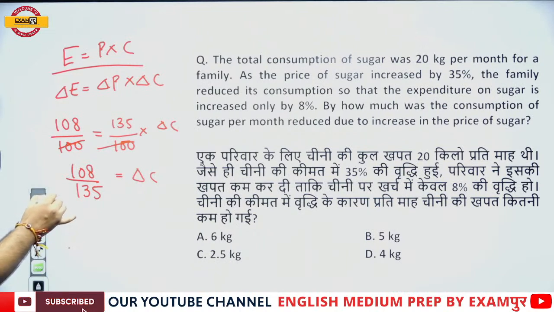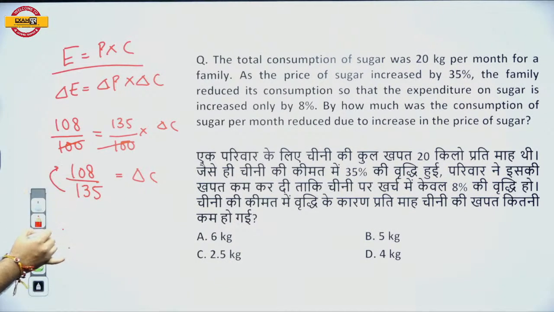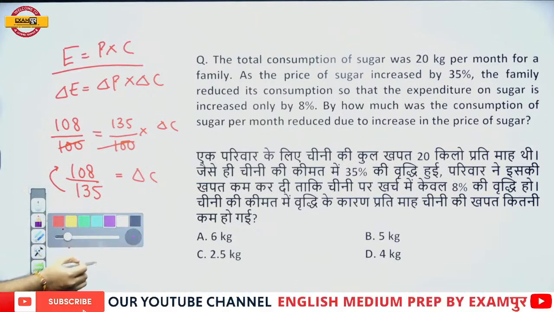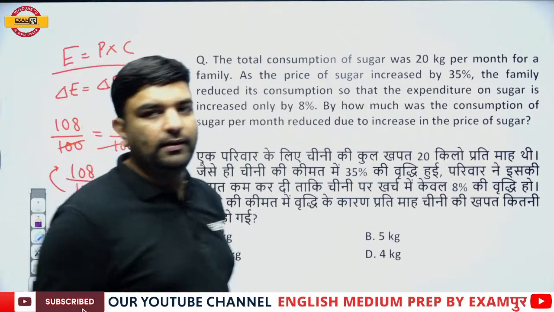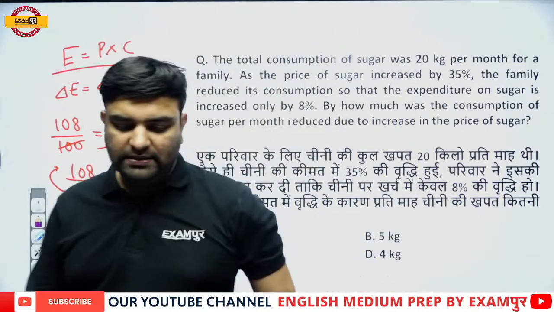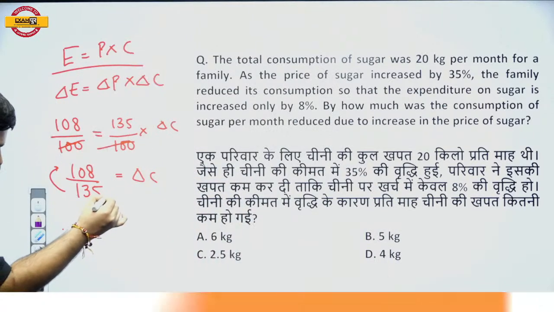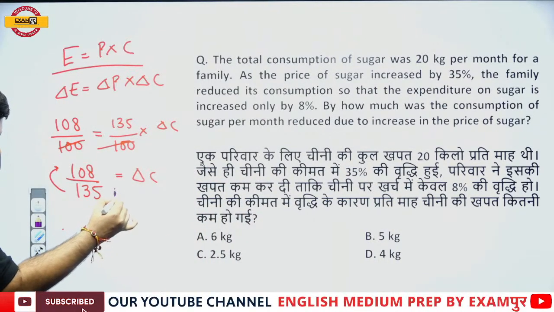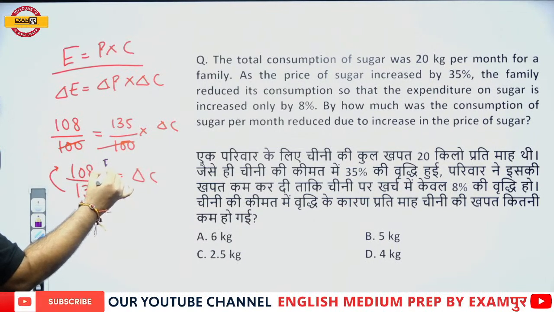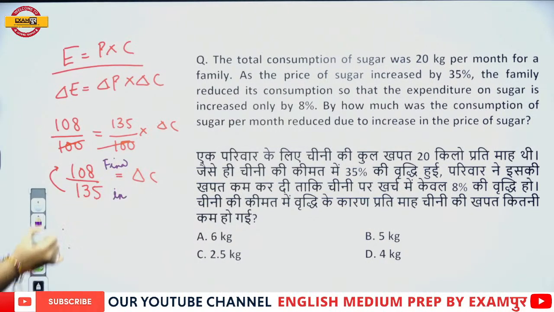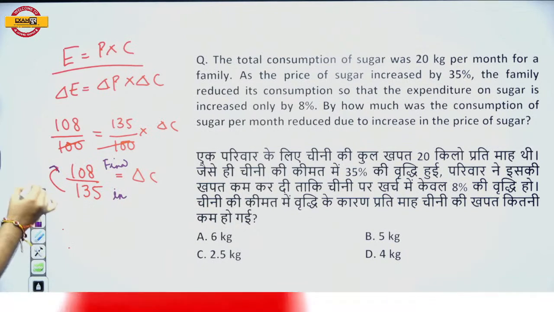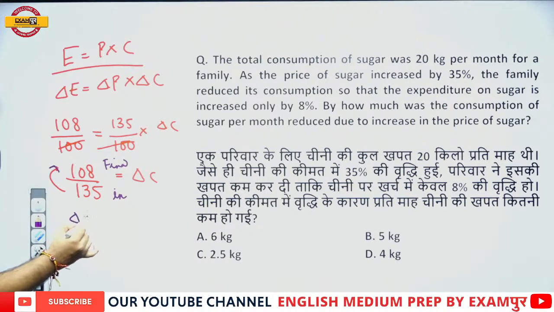By how much quantity is the consumption per month decreased? This is the initial consumption, and this is the final. So you will say, sir, it is decreased by 27. The change in the consumption is 27.